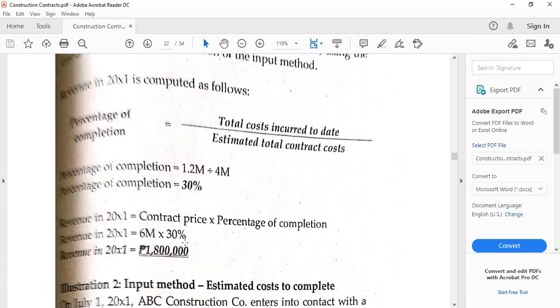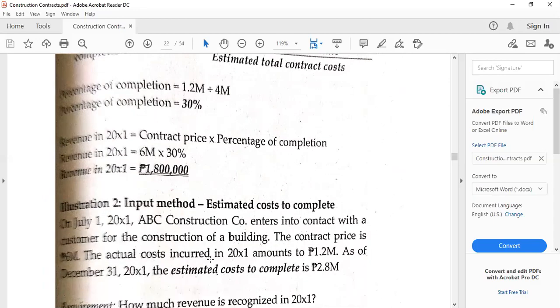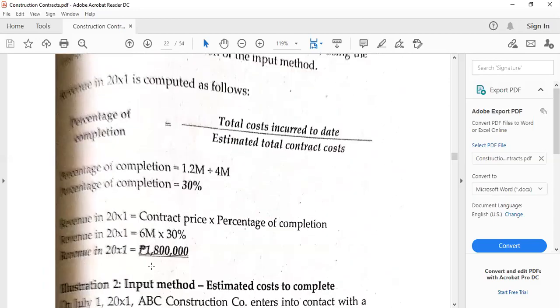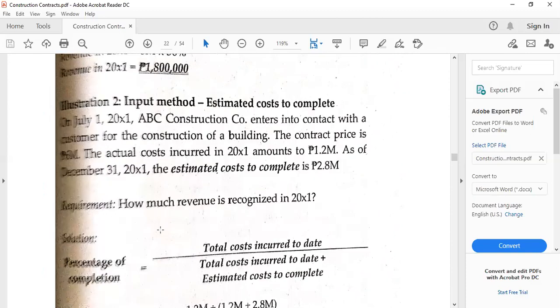1,800,000. So this is the so-called construction revenue, not yet the gross profit, because you will know later on that if you deduct 1.2 M from 1,800,000, the 600,000 difference is the gross profit for this year. So that will be discussed in the computational tables. All right, so hopefully that is clear.